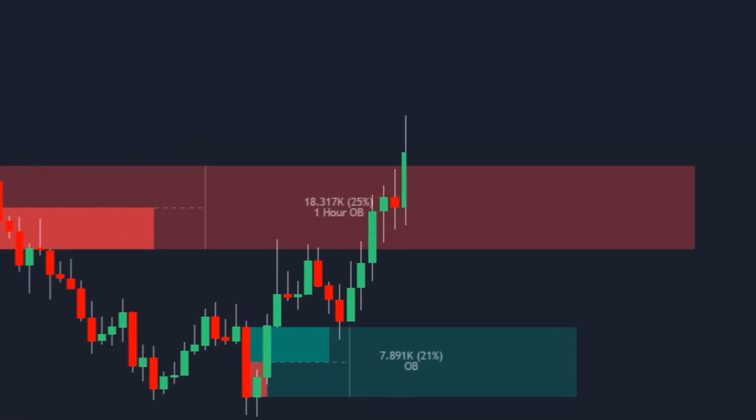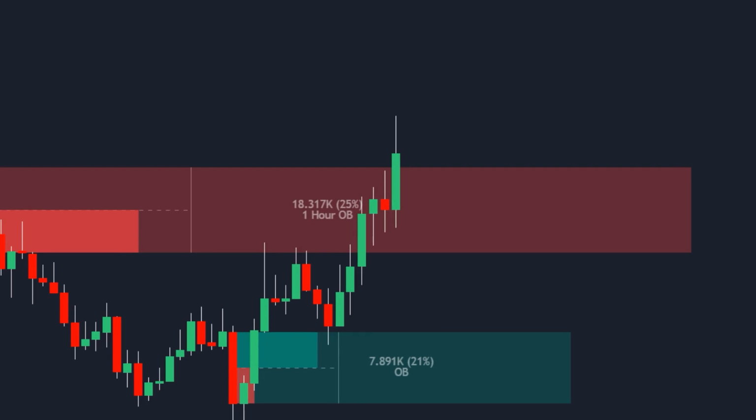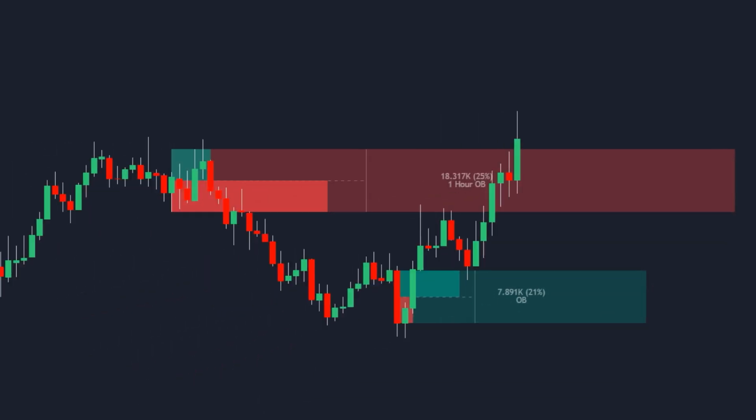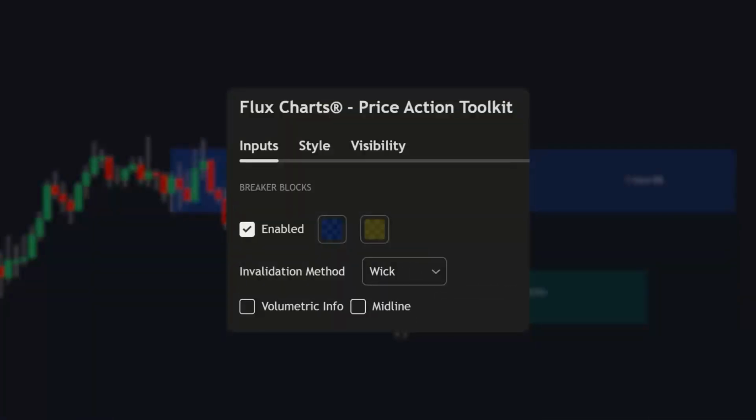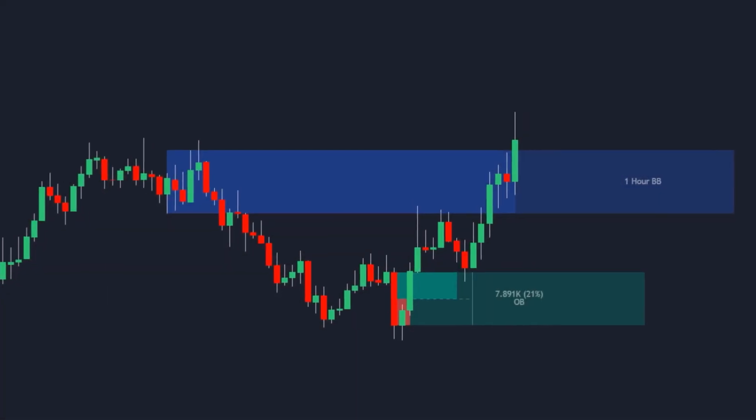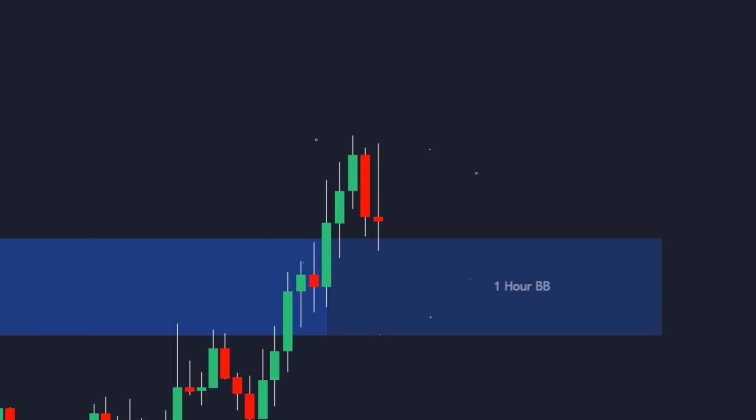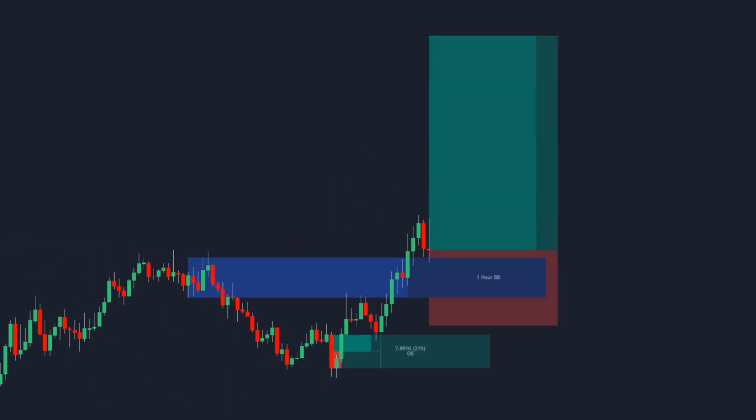If price pushes through and breaks the 1-hour bearish zone, it'll flip. The bearish order block turns into a bullish breaker block. And yes, the price action toolkit automatically plots breaker blocks on your chart. Once price retests this new higher time frame breaker block, you can look for long entry opportunities.